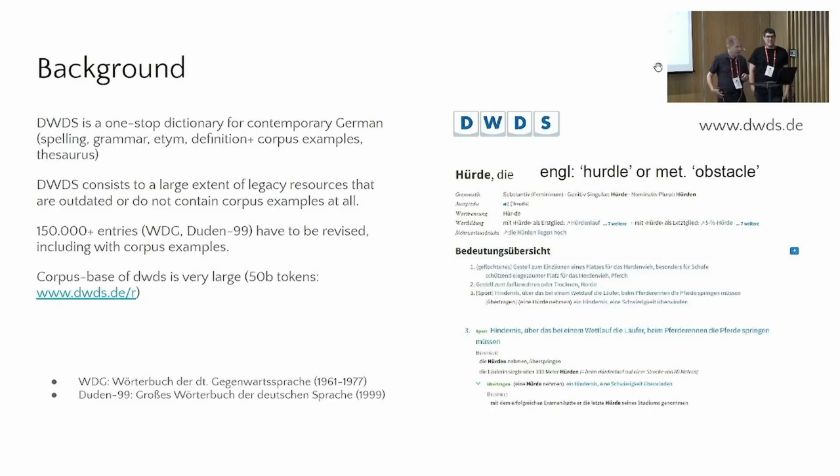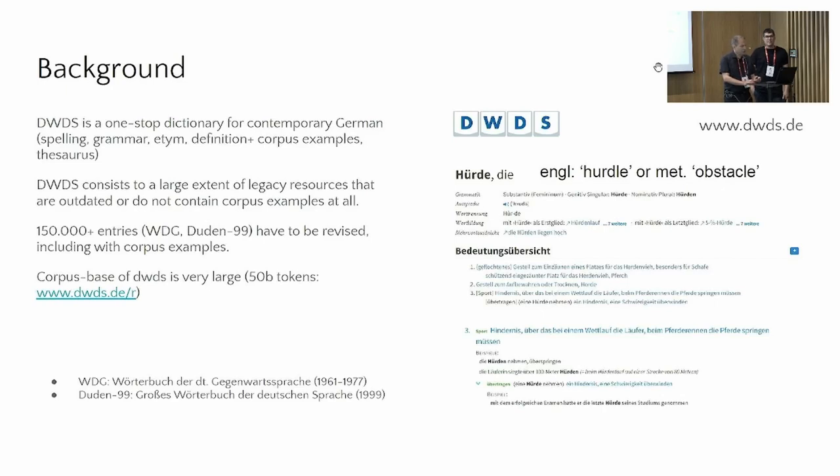Okay, so the background is about the DWDS, which stands for Digitales Wörterbuch der deutschen Sprache, Digital Dictionary of the German Language. It is now a one-stop dictionary for contemporary German. That means that we offer all information about the German vocabulary, including spelling, grammar, etymology, meaning information, including definition, and most importantly, corpus examples, because this is what we stand for, that means empirically sound. And you also have thesaurus information as another component.